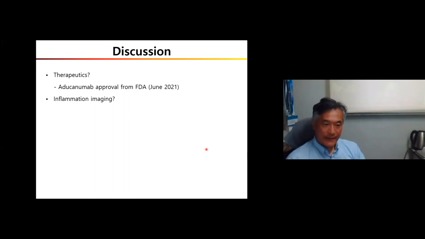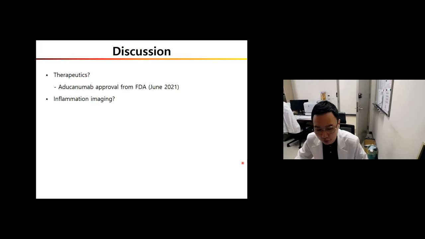Before people ask questions in the chat, I would like to ask Professor Lee: is it possible to chemically predict whether there might be off-target binding, like the specificity to the tau? Is there any way, before development, that we can predict the off-target binding of these agents?